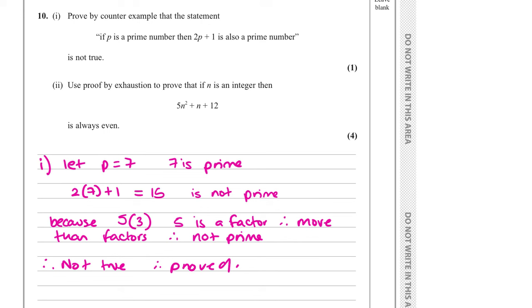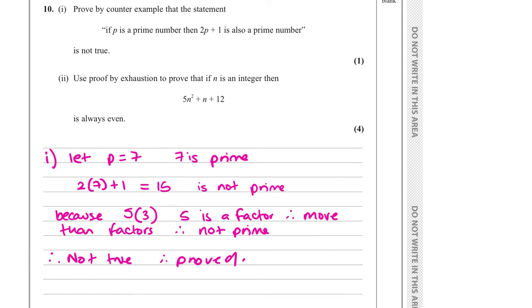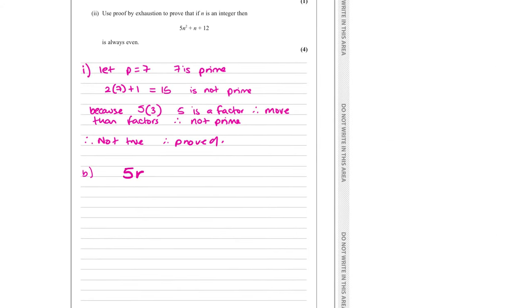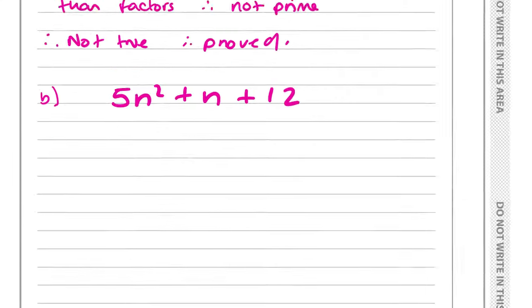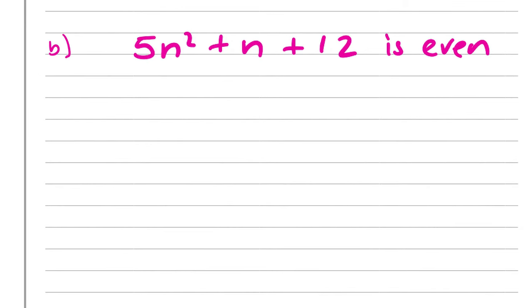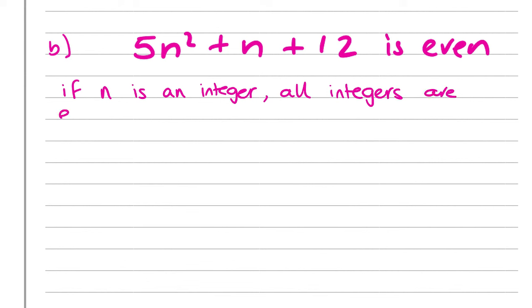Use proof by exhaustion. What does exhaustion mean? Got to show all possibilities. That if n is an integer, then 5n squared plus n plus 12 is always even. Okay, first of all, if n is an integer, what do we know? All integers are either odd, 2n plus 1, or even.